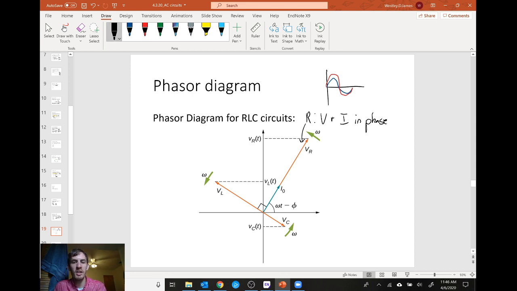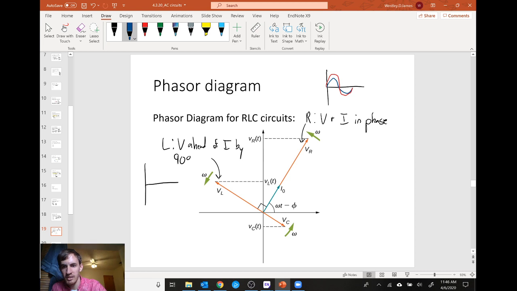Now remember, for an inductor, the voltage is ahead of the current by 90 degrees. So inductor, voltage ahead of current by 90 degrees. So we draw the graph there, and we'll just draw voltage first. Current is after that. Current, voltage. So look, voltage, we drew an arrow that is 90 degrees ahead of that.